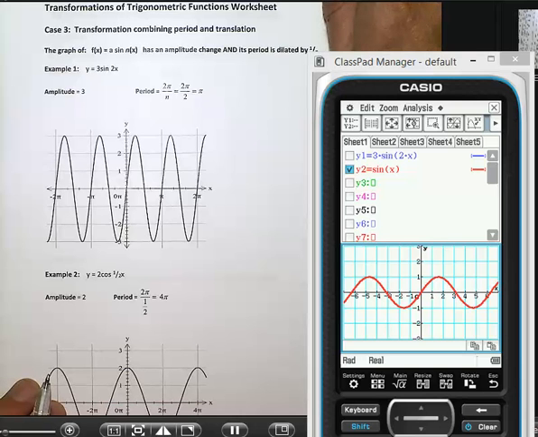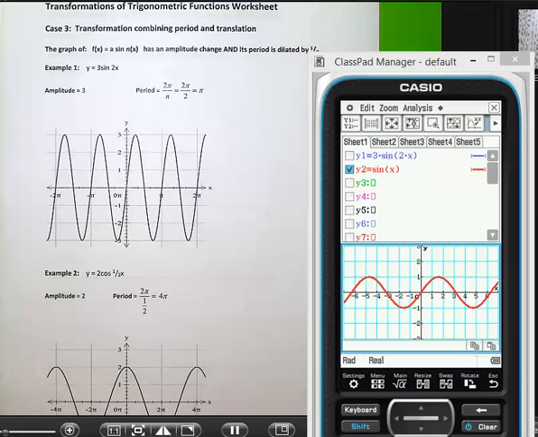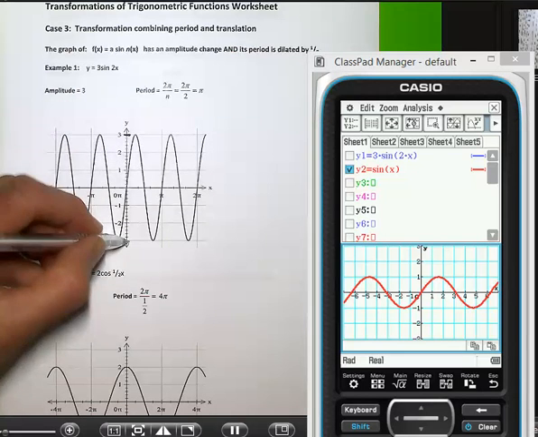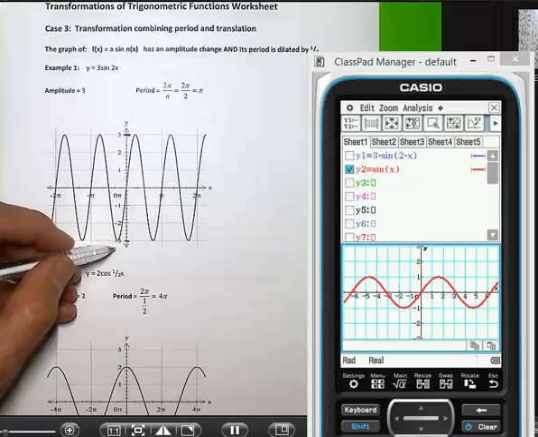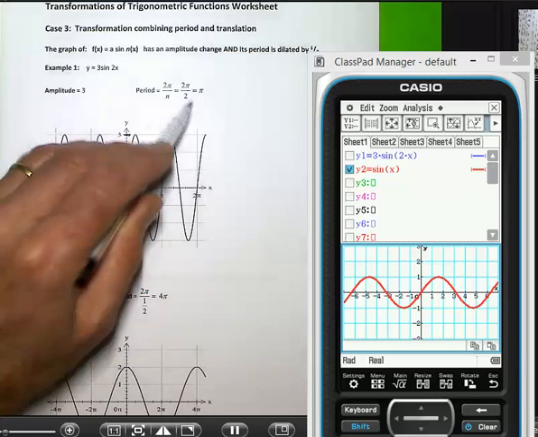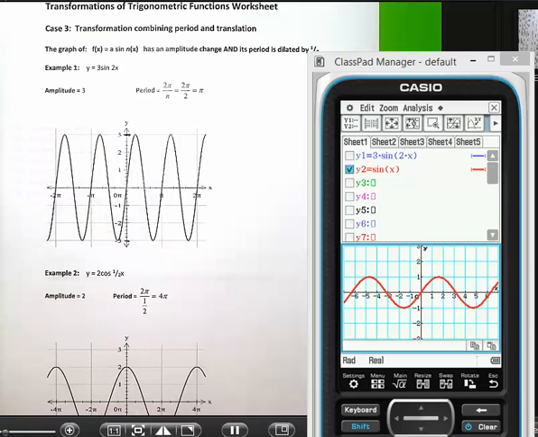In questions 7 to 10, you're going to look at what happens when you've got an amplitude change and a period dilation. The first up here, I've given you y is equal to 3 sine 2x. The amplitude is 3, so from positive 3 to negative 3. But the period is now pi, 2 pi over n, which gives us pi, and you can see the pattern repeating. Make sure you look at this on your calculator as well.